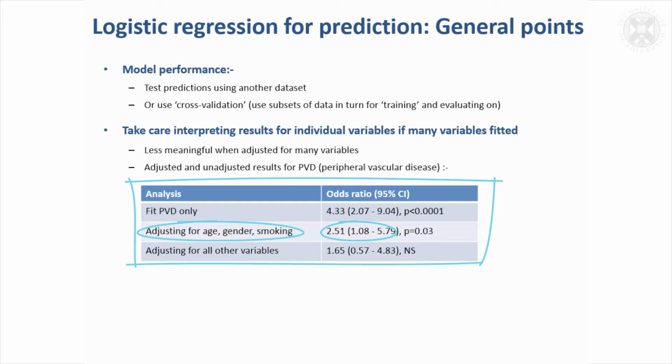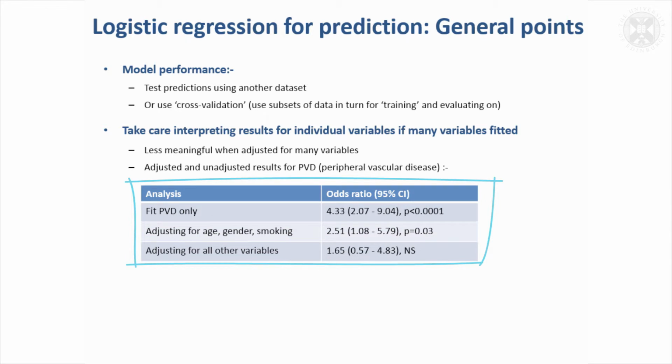But you might think that was appropriate. Age, gender and smoking, they're not medical measurements, so you do want to be sure that the groups you're comparing with peripheral vascular disease are similar in terms of age, gender and smoking, so that probably was a sensible model.